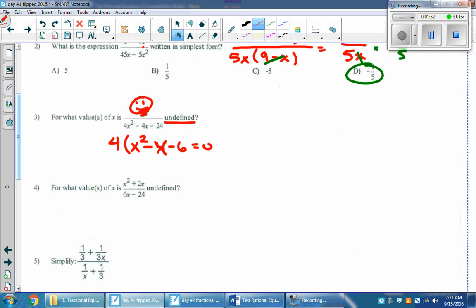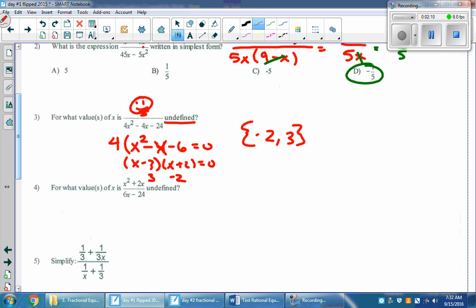What times what is 6? That subtracts to be 1. So x minus 3, x plus 2. So I get 3 and -2. Both of those will make that denominator 0. So those are my two answers, -2 and 3.